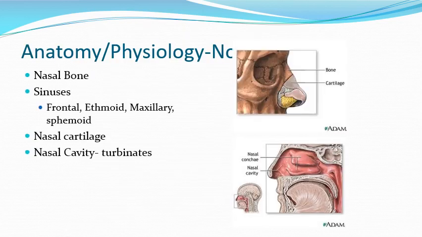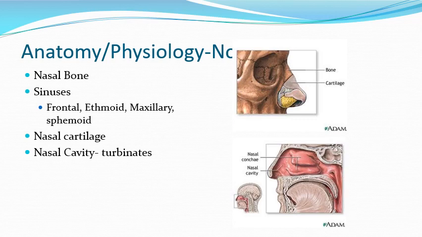So if you look at the anatomy and physiology of the nose, when we look at the different bones surrounding the area, the nasal bone actually, the nose itself, really only the top portion is bone. The upper one-third of the nose is bone, and the rest of it is formed by cartilage. So when you're looking at the structure of the nose itself, you only have the top portion that is made up of bone. The rest of it is made up of cartilage and other soft tissue.